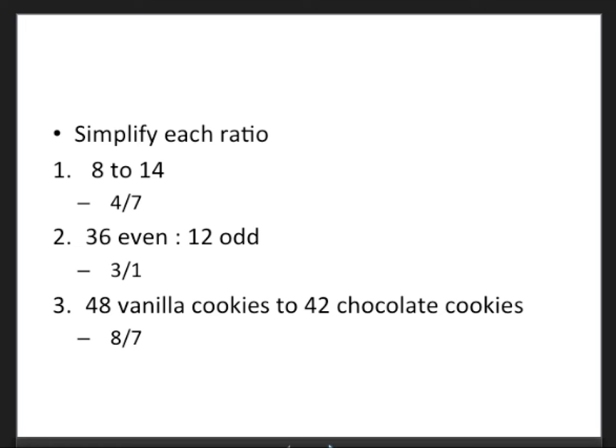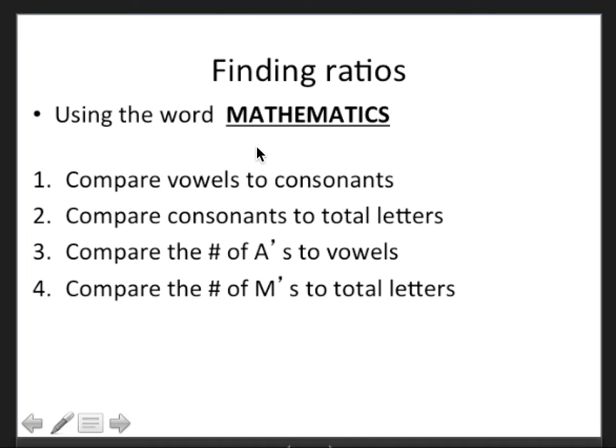All right, writing ratios. Okay, using the word mathematics. Writing ratios comparing vowels to consonants. Vowels for this are A, E, I, O, and U. So comparing vowels, how many vowels are there here? And then how many consonants? And that's what you're going to write. Notice there are 4 vowels: A, E, A, I. So there's 4. The rest of the letters are consonants.